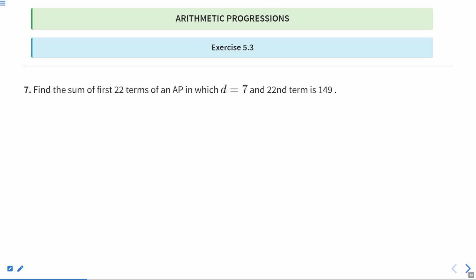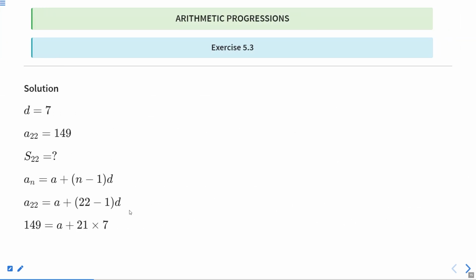And then the next question. It says find the sum of first 22 terms of an AP in which the common difference D is equal to 7, and the 22nd term is 149. Okay, so here we have to find the sum of the first 22 terms of this AP. Okay, so let us solve this problem. So we have common difference D is equal to 7, and A22 is equal to 149. Okay, and now we need to find the sum of first 22 terms of this AP.